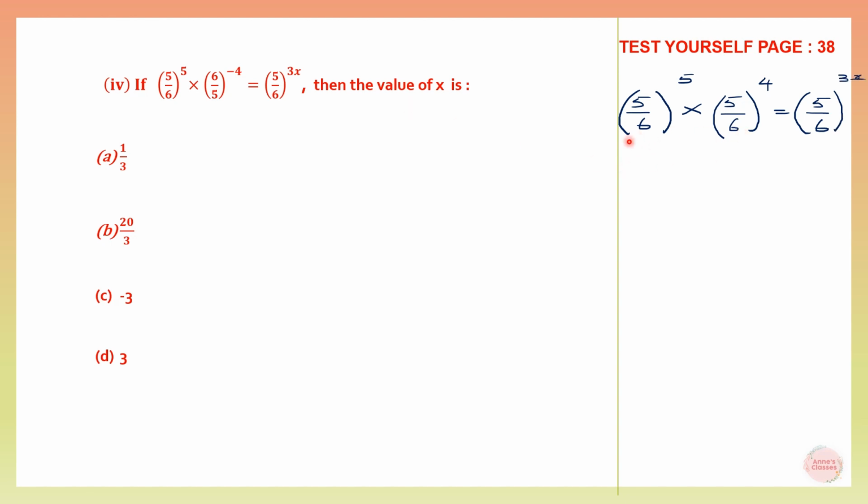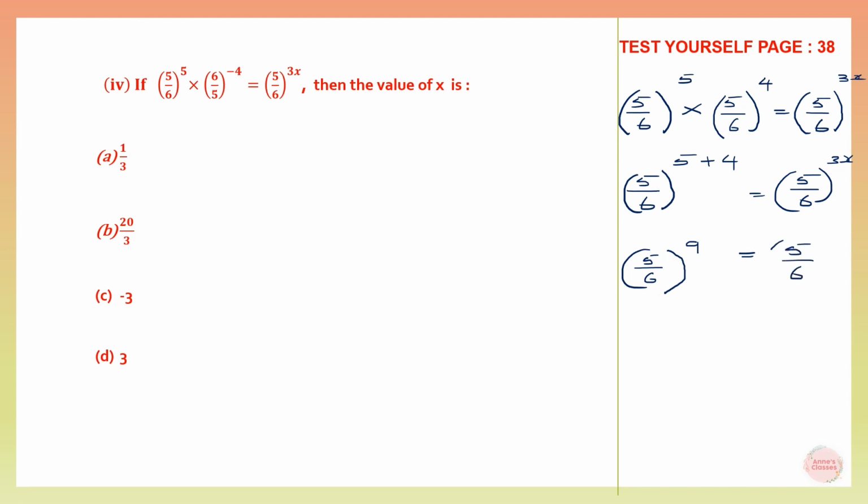Now here we know when the base is the same, we can add up the powers, isn't it? So 5 by 6 raised to the power of 5 plus 4, adding up the powers. 5 plus 4, and this is equal to 5 by 6 raised to the power of 3x. So this is equal to 5 by 6 raised to the power of 9, which is equal to 5 by 6 raised to the power of 3x.